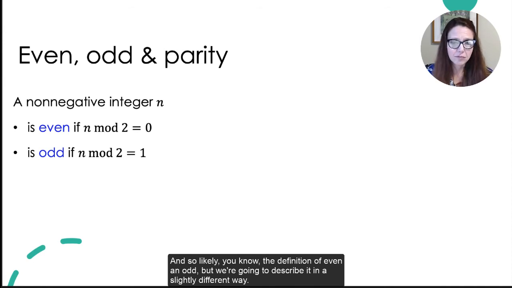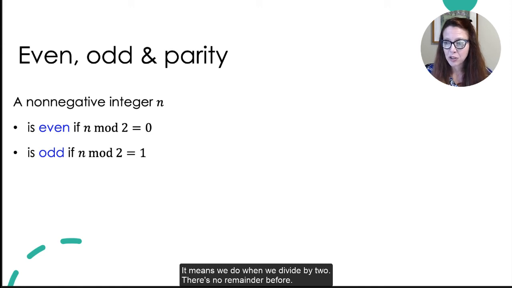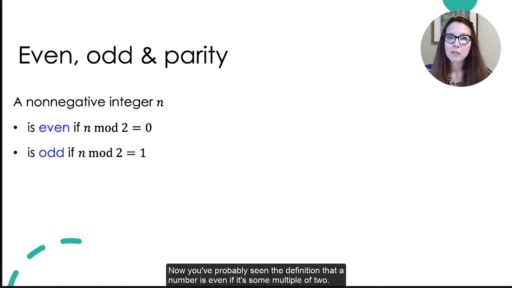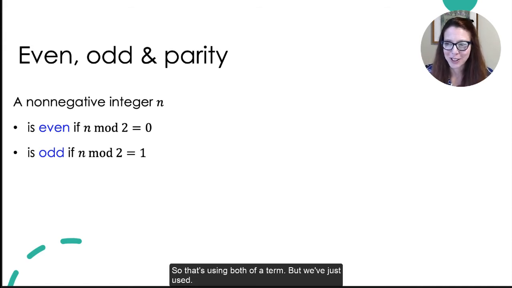Likely you know the definition of even and odd, but we're going to describe it in a slightly different way. If we have a non-negative integer n, we can say that it's even if n mod 2 is 0. It means when we divide by 2, there's no remainder. Before now, you've probably seen the definition that a number is even if it's some multiple of 2, right? If 2 evenly divides that number. So that's using both of the terms that we've just used.